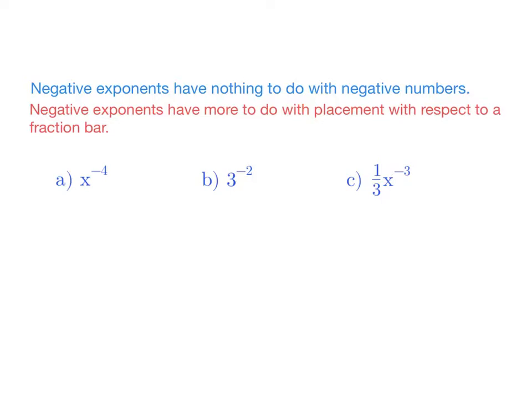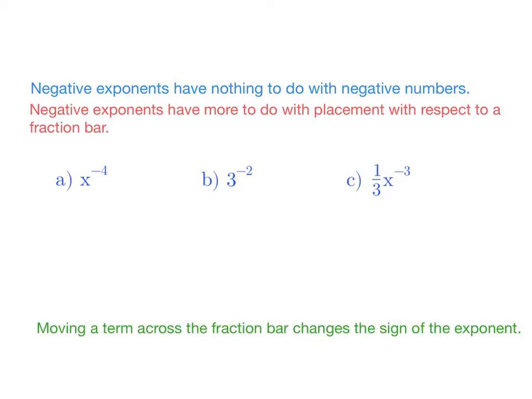We all need to have a common understanding, and that is this. Moving a term across the fraction bar changes the sign of the exponent. So the first one is a perfect example, because some of you had 1 over x to the 4th, which is correct. Notice, if I just throw a fraction bar in there, because you can always do that and put a 1 under it, and I take that term, x to the negative 4th, and slide it down, it turns positive.